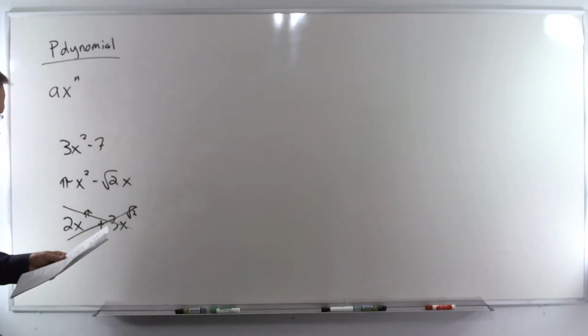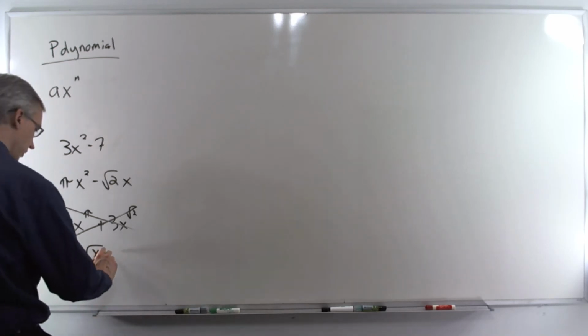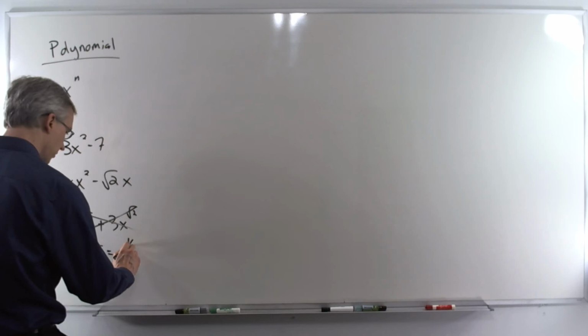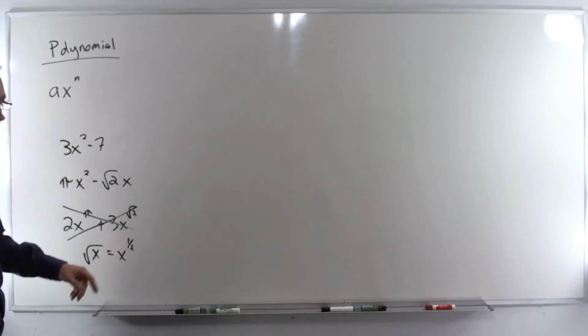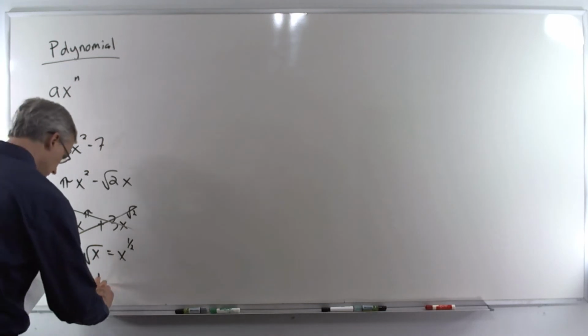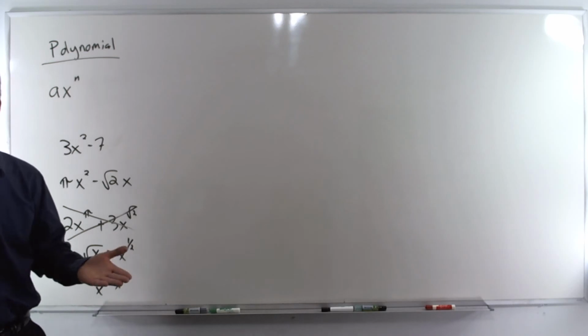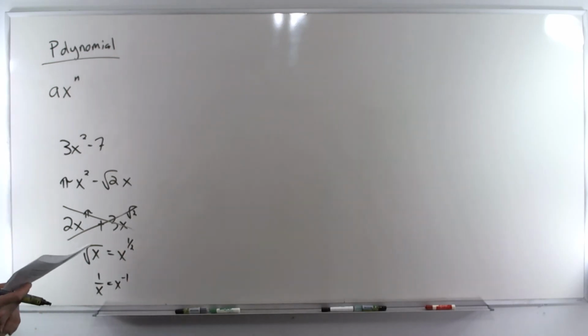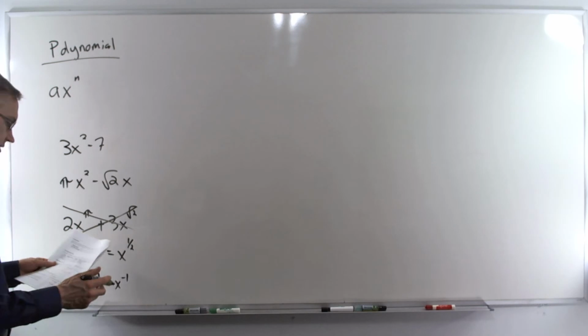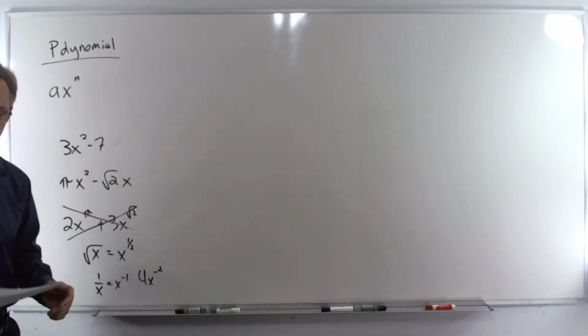Also, any kind of square root, as we'll see later on in the class, you can rewrite this as x to the 1/2 power. And so that's not a whole number, so that's not allowed. We also have any kind of negative exponent, like this next example, 1 over x, which can be written as x to the -1. So we can't have any variables in the denominator. That's not a polynomial. And any other negative exponents, like the next example, 4x to the -2, can't have anything like that.